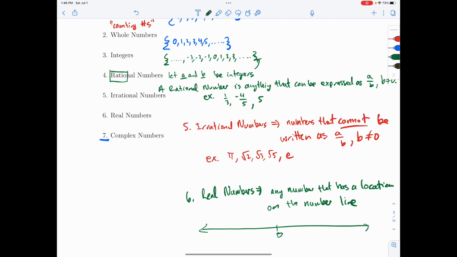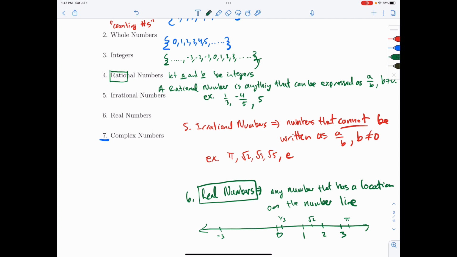0 is a real number. All of the numbers we've talked about so far are real numbers, right? 1, 2, 3, those are all there. Square root of 2 has a spot on the number line. Pi is maybe over here. 1/3 is here. -3 is over here. So all of the rational numbers, irrational numbers, integers, whole numbers, and natural numbers make up the real numbers. These are the numbers we have worked with most often in algebra and pre-calc.